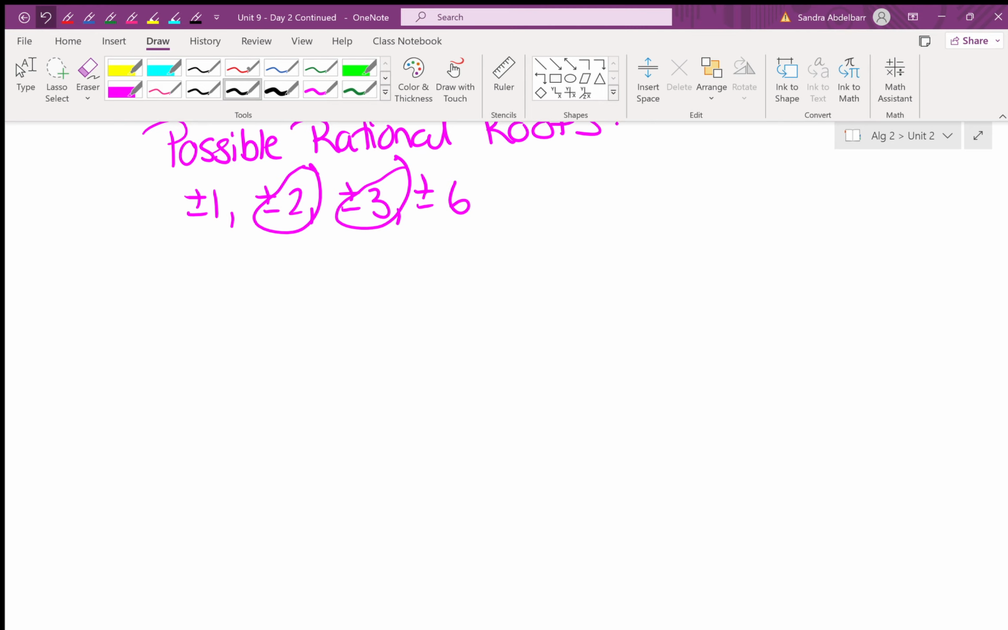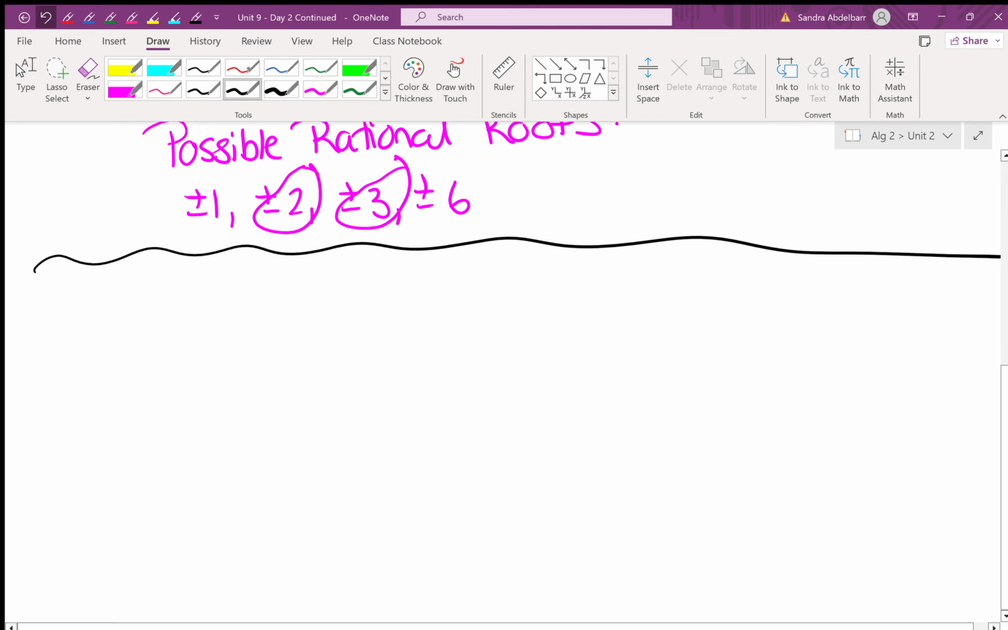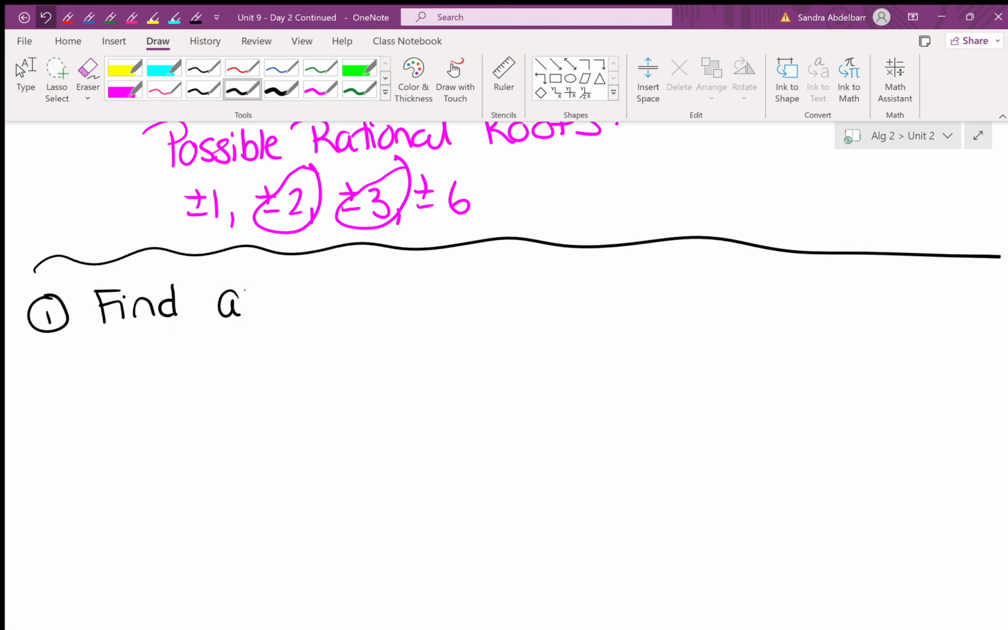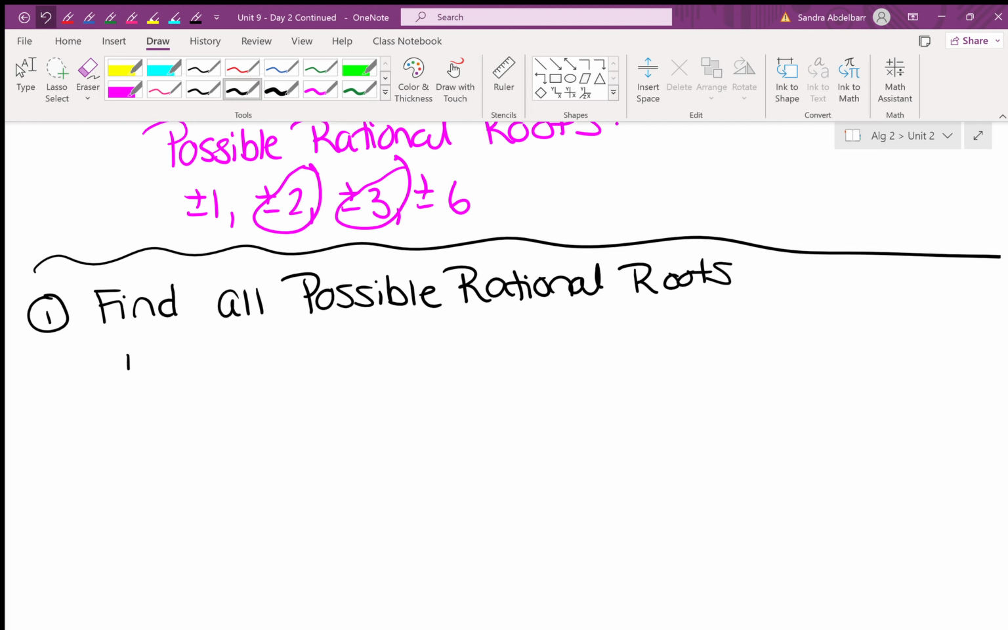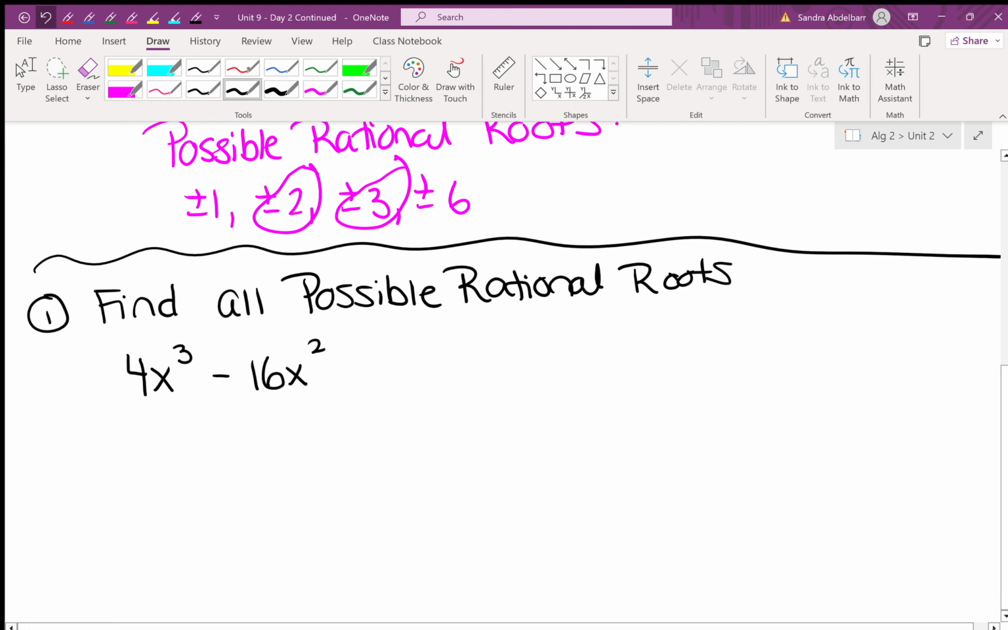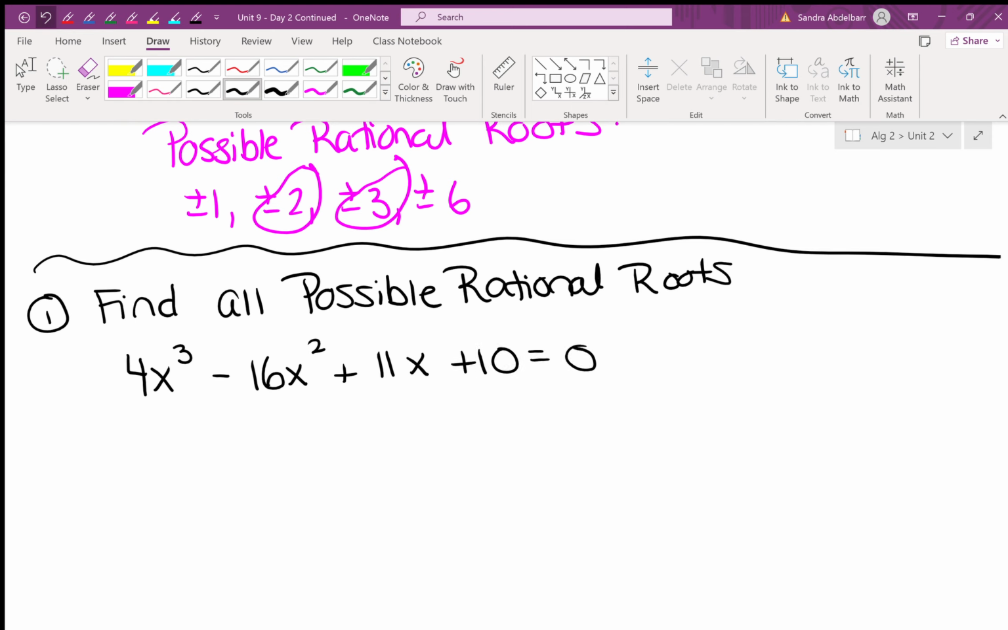Okay, for our first example, I want us to find all possible rational roots, and for this one it's going to be 4x cubed minus 16x squared plus 11x plus 10 equals 0.